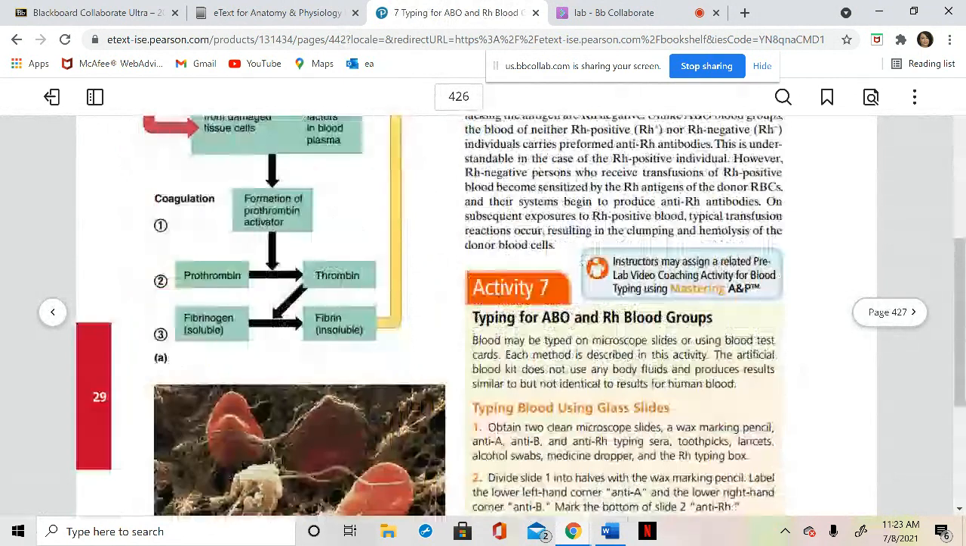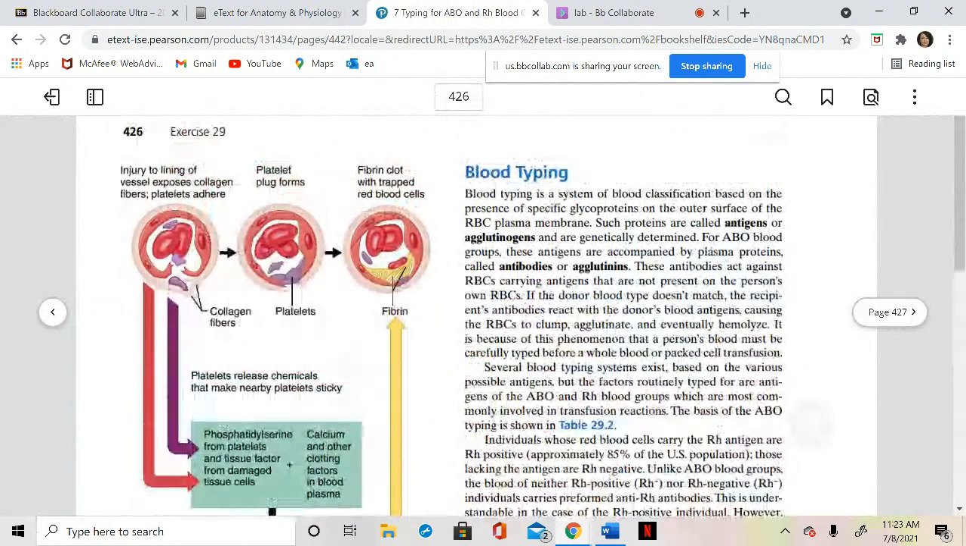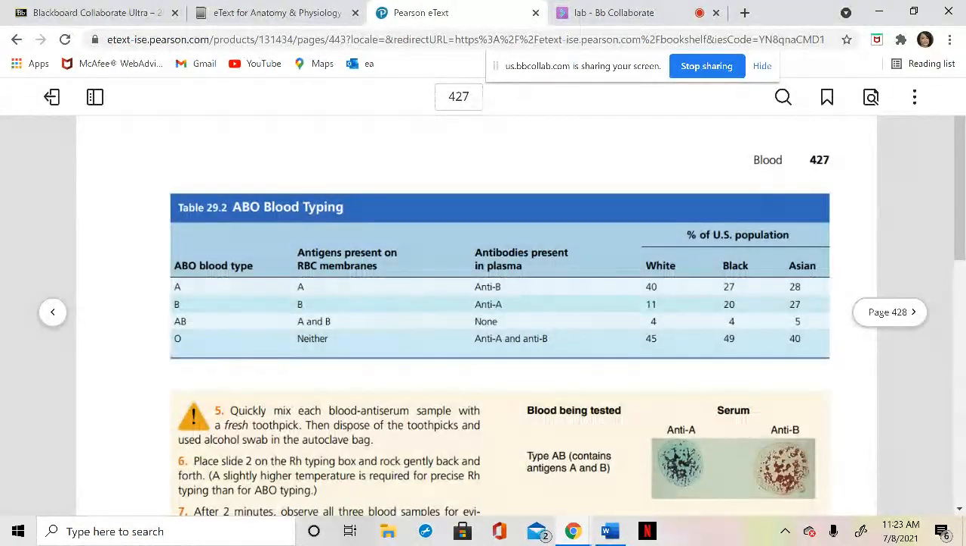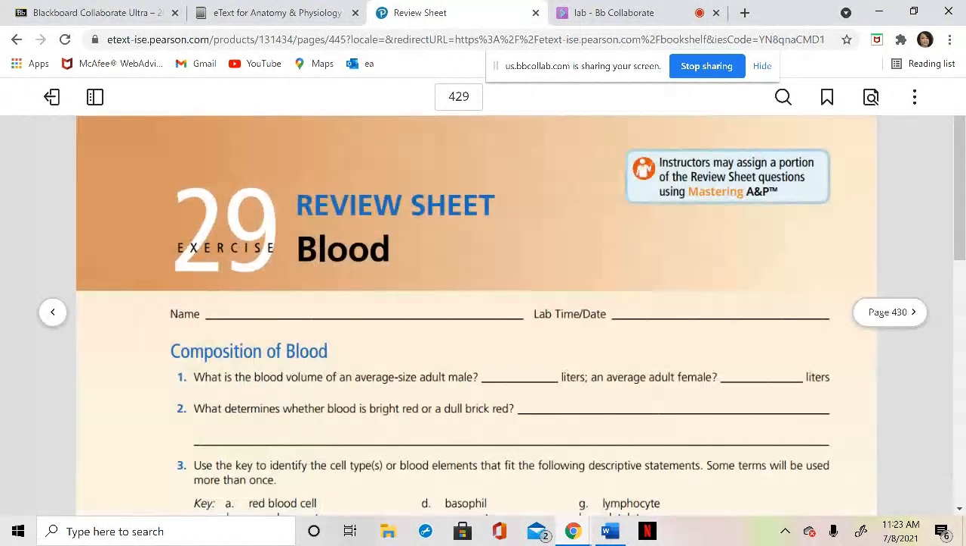This is very important. We come back to this also. The blood type. I want to go to the review.